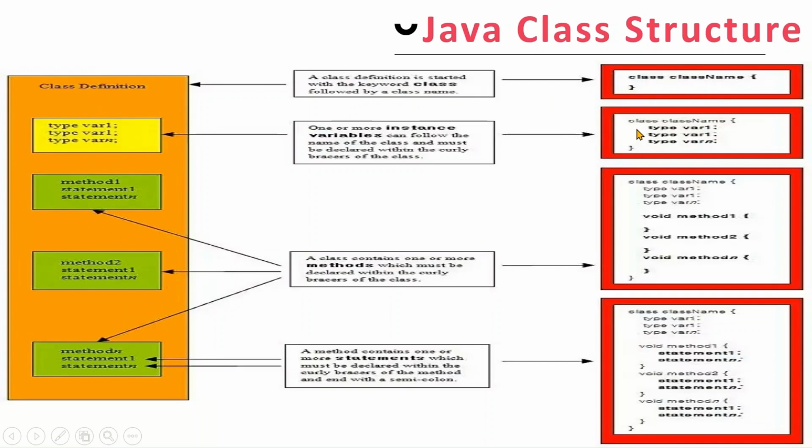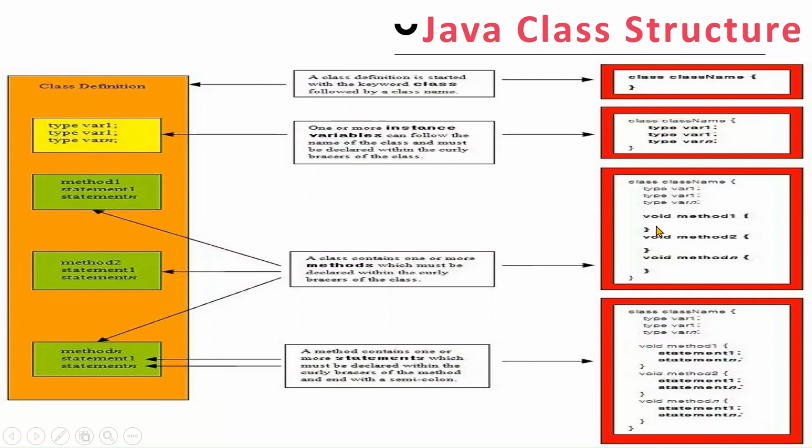Now I need to write some variables inside that. So you can put class followed by the class name, which we have already defined. Now you write the data type with the variable. You can write any number of variables, as many as required for your application. So one or more instance variables can follow the name of the class and must be declared within the curly braces of the class. Then after the instance variables, we can write some methods.